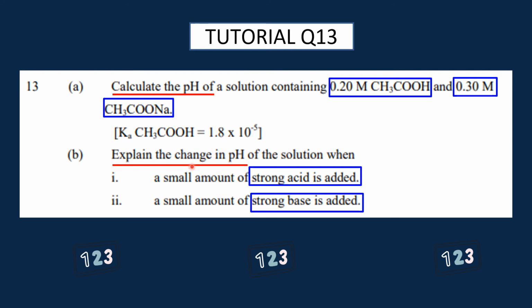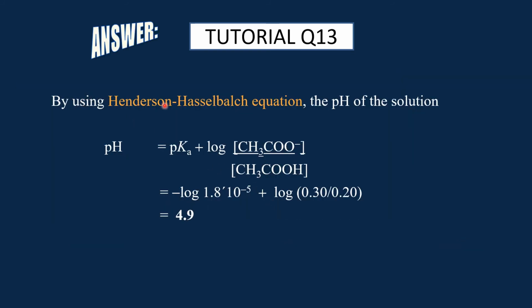B. Explain the change in pH of the solution when a small amount of strong acid is added or a small amount of strong base is added. So this is an explanation. We discussed this already in a previous video. So let's check the answer. First, using the Henderson-Hasselbalch equation, formula substitution, and then we'll get the answer 4.9. Okay, I think there should be no problem.